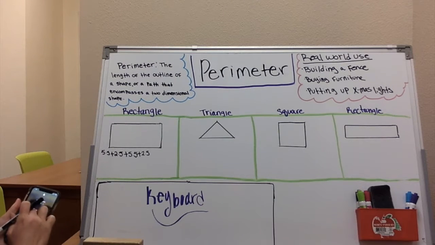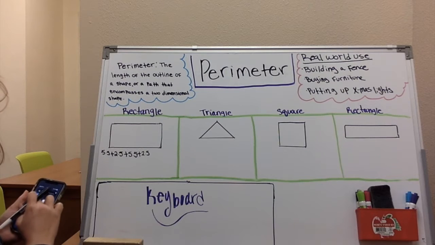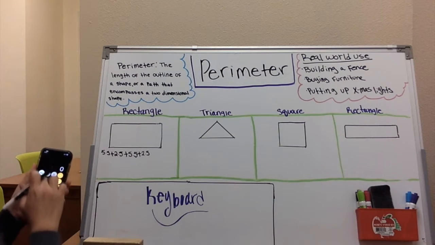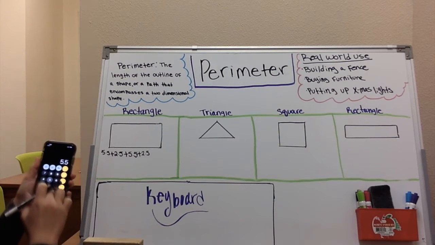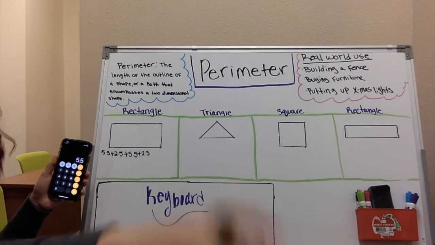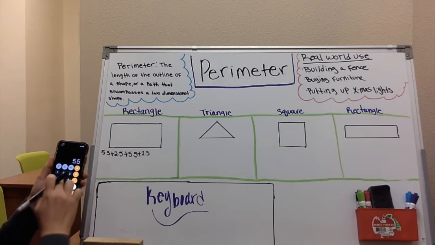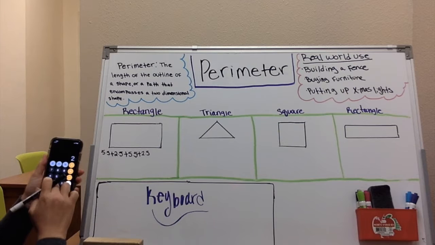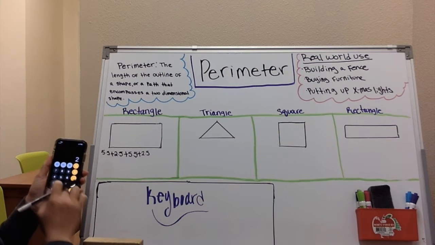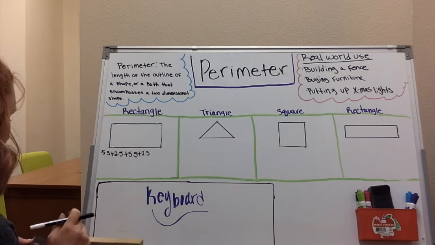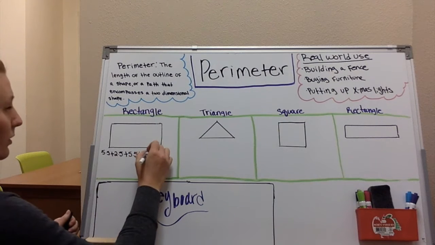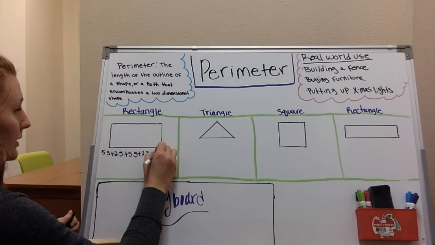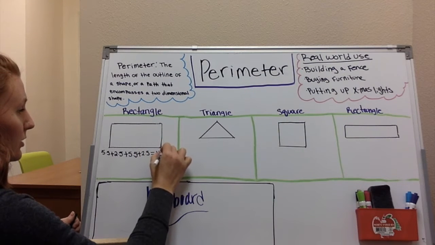Handy calculator. So, do 5.5 plus 5.5 plus 2.5 plus 2.5 equals 16 inches.